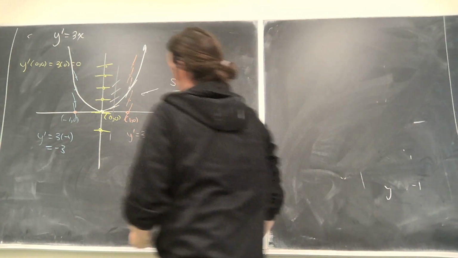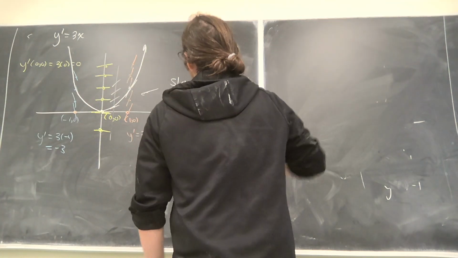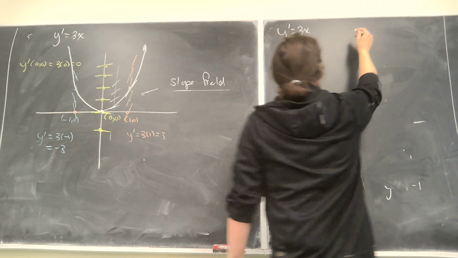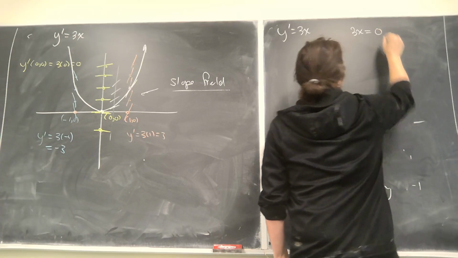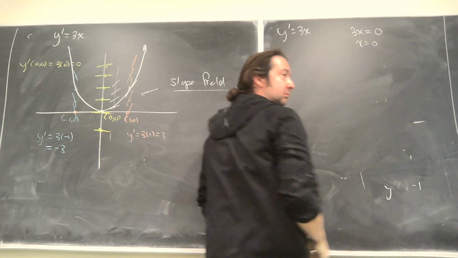So a better way of drawing this would be, what if instead I found all the values that had the same slope? It would be much easier to draw than just evaluating single points over and over again. Maybe instead what I'd like to do is figure out, if y prime is equal to 3x, and if 3x was constantly equal to, say, 0, then x would be equal to 0.